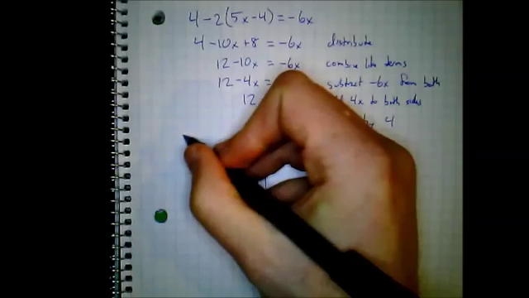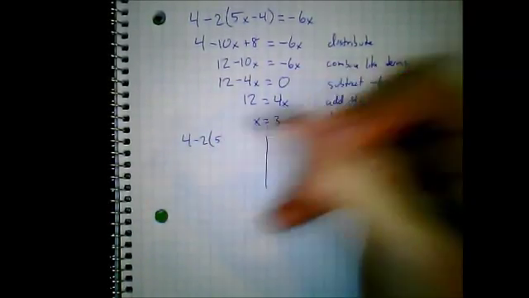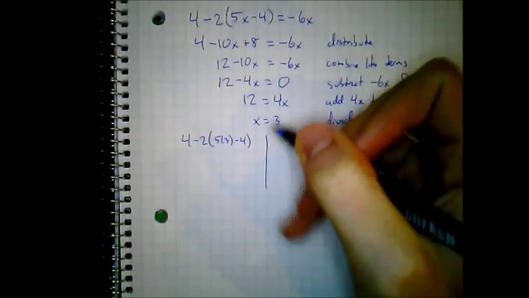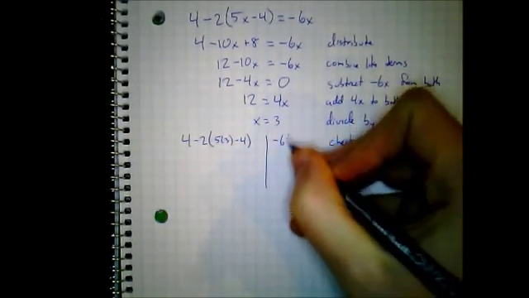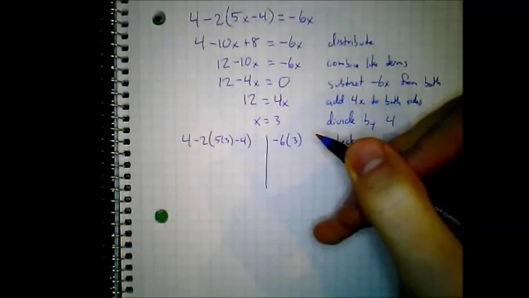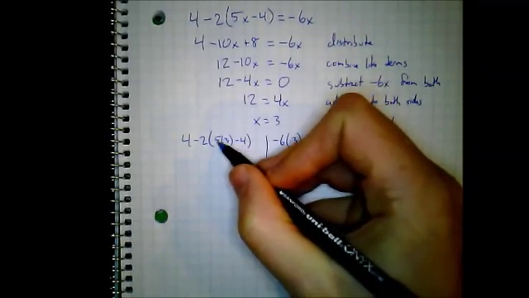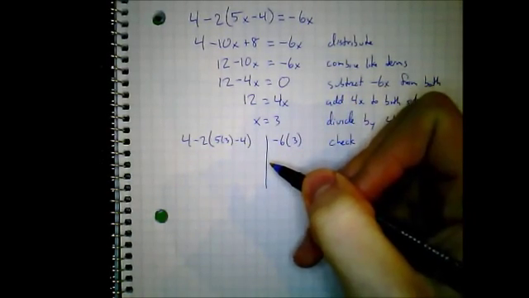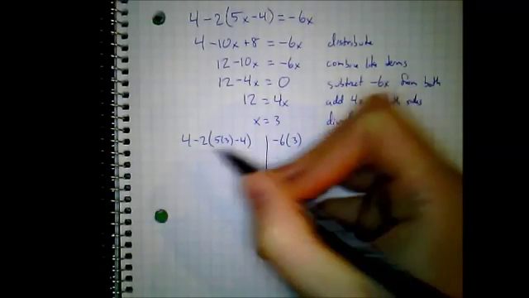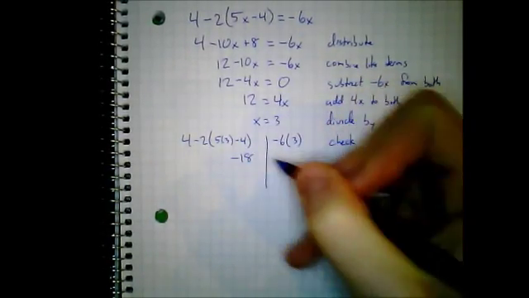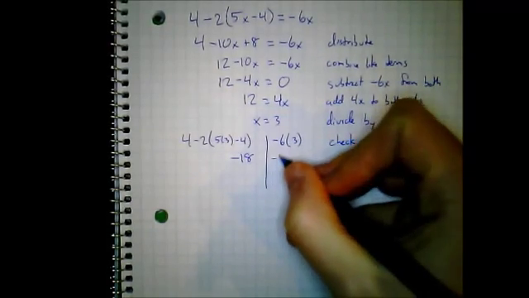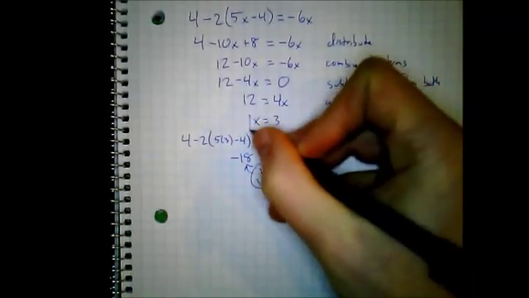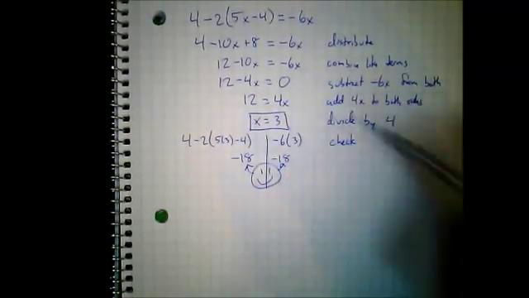So my left expression, we have 4 minus 2 times 5 times 3 minus 4. We just substitute 3 in for x, and we hope this equals our right expression, negative 6 times 3. So we just plug this into our calculator, see what we get. 5 times 3 is 15, minus 4 is 11, 2 times 11 is 22, 4 minus 22 is negative 18, negative 6 times 3 is negative 18, which is fantastic. When x equals 3, both our left and right expression equal negative 18, so we know we did it right.